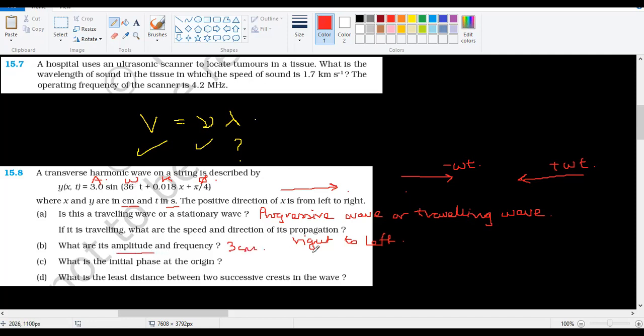Frequency comes from ω, so ω is equal to 2πν. Here ω is 36, so ν can be found from this: 36 divided by 2π will give me the frequency. What is the initial phase of the origin? The initial phase is this one, the φ term.